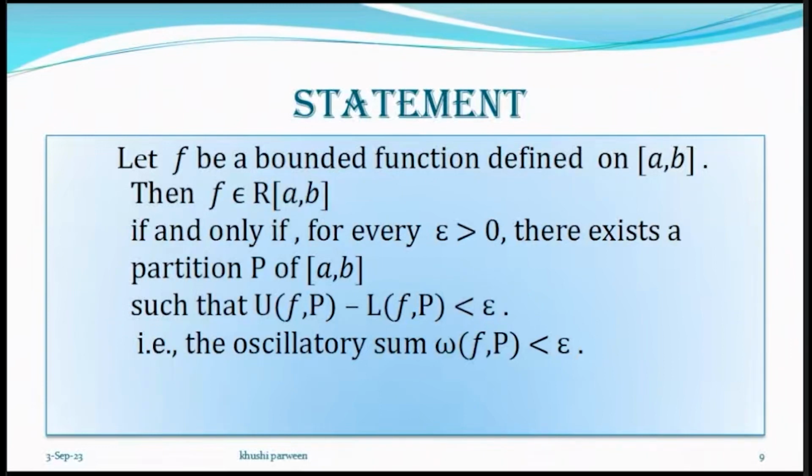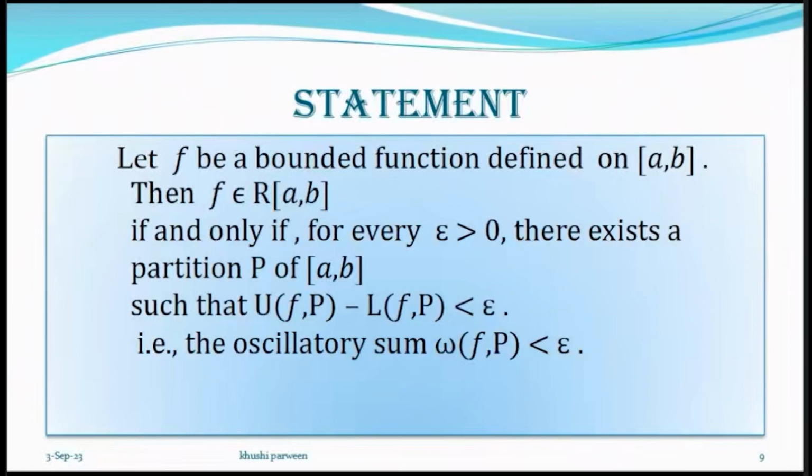Now the upper sum is equal to the summation from i equals 1 to n of M_i delta_i. Here M_i is 1 and delta_i is the length of the subinterval, so it is 1 times the summation from i equals 1 to n of delta_i, since our supremum is 1 for each i. The total length of the interval is 1, so 1 into 1 is equal to 1. So the upper sum is equal to 1.